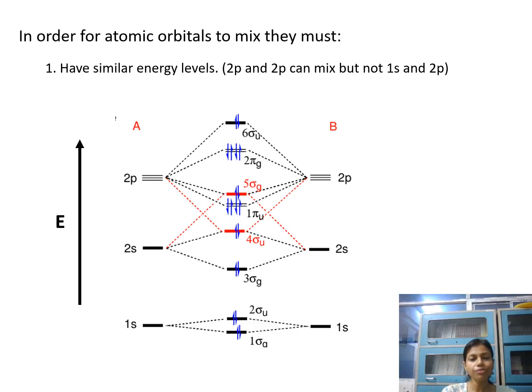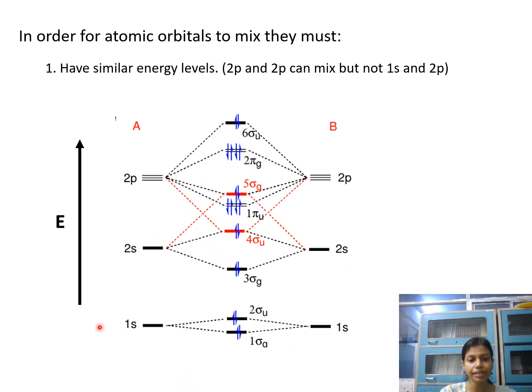Now, there are some conditions so that two atomic orbitals can mix. They have to fulfill some criteria. What are those criteria? These are very important criteria. First one, the atomic orbitals should have similar or the same energy levels. This is described in more detail by showing this molecular orbital diagram.